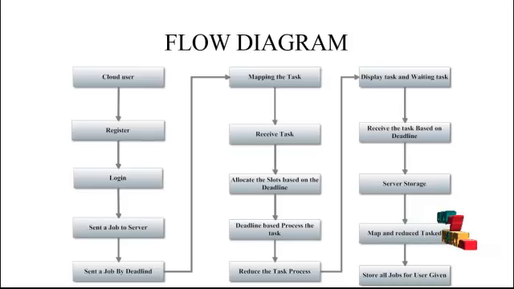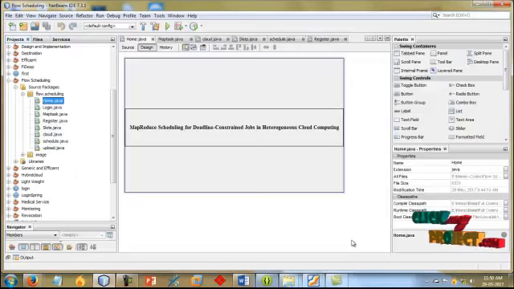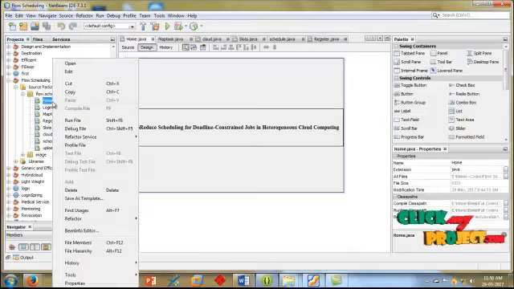The task is received on the baseline. Based on the deadlines, the server storage receives the task, and the server storage maps and reduces the task and stores all the jobs for the user. The server storage stores all the details of the user and all the user files on the storage device. Let's see the demo of our project. First, run the home file.